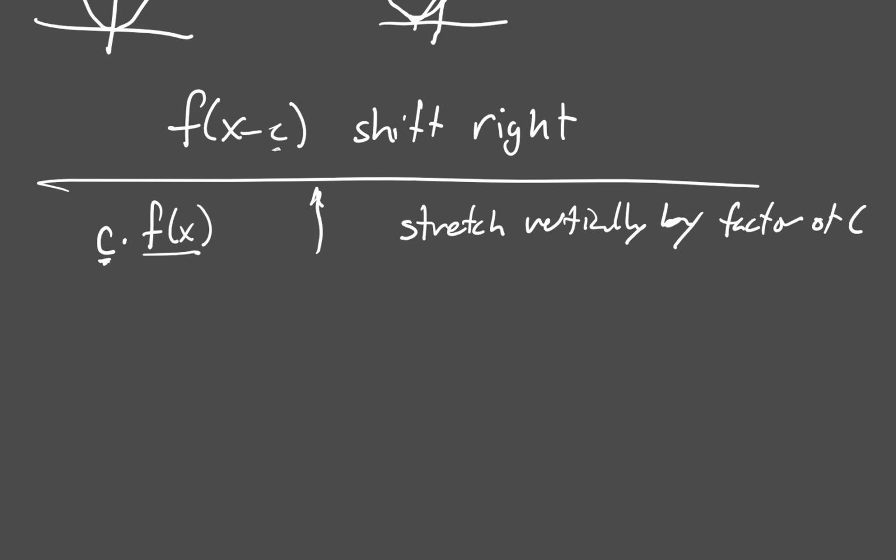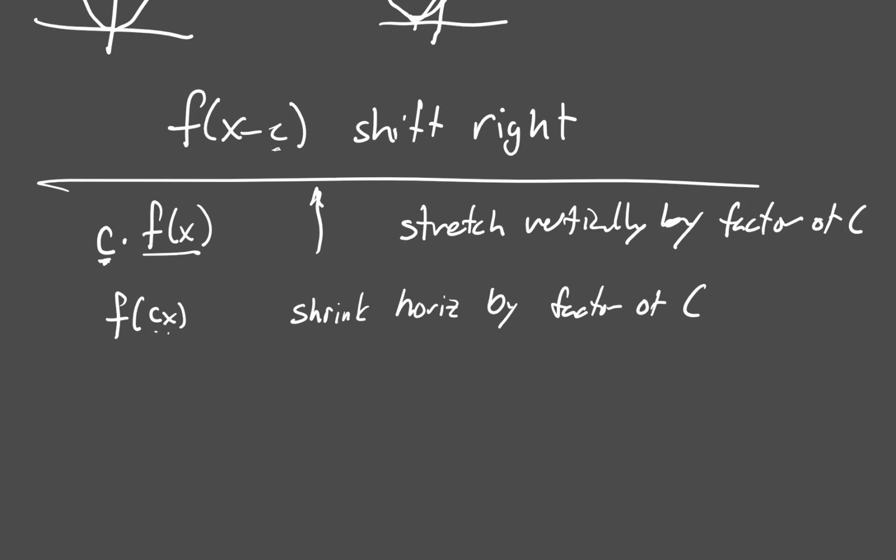If c is smaller than 1, that stretch becomes a compression. If I multiply on the inside, this says all of these inputs happen c times as fast. So if c is big, everything happening 50 times faster means everything's compressed together horizontally, right? So this is a shrink horizontally by a factor of c.